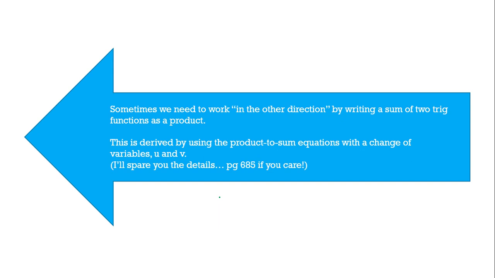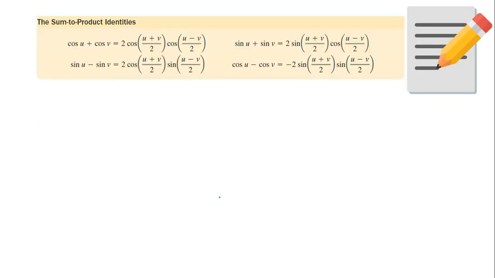So instead of having a product and going to a sum, sometimes I have a sum and I need to go to a product. So again, I'm not going to show you how to derive this because I just want to get to the nuts and bolts of how to use it. But it's on page 685 if you care to check it out. Essentially, you just use the product-to-sum equation and change the variables around, do some algebra, and you end up with the reverse. So, piece of paper, pencils, sum to product identities again.